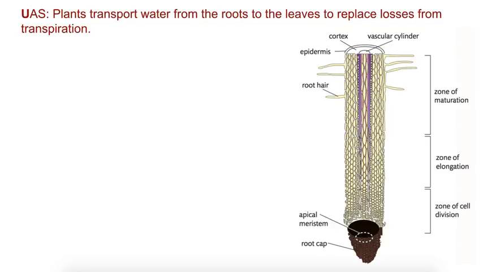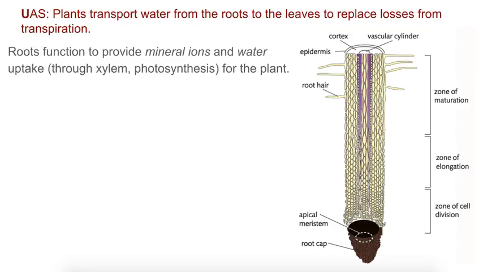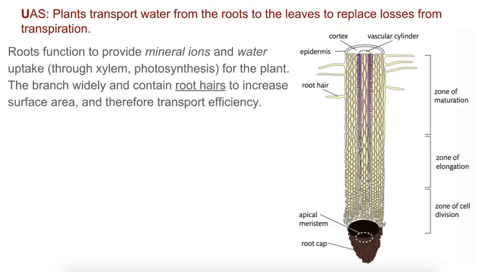So we've looked at the leaf structure, and we've looked at the xylem, which might flow through the leaves or through the stem or trunk of the plant. It's time to consider briefly the structure of roots. So we're looking at a roots diagram here from your book. Okay, roots generally function to provide mineral ions and water uptake through the xylem for photosynthesis, for the plant to function. They branch really widely, and they also contain root hairs, which you can see at the top of the diagram there, to increase the surface area of the roots and therefore the transport efficiency.